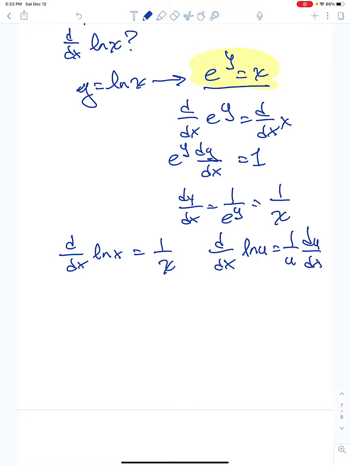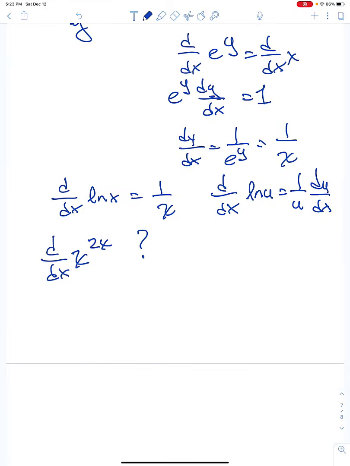We've done the other ones in class. You know what? How would I take the derivative of x to the 2x? Guess what? It's going to be implicit derivatives and logarithms.